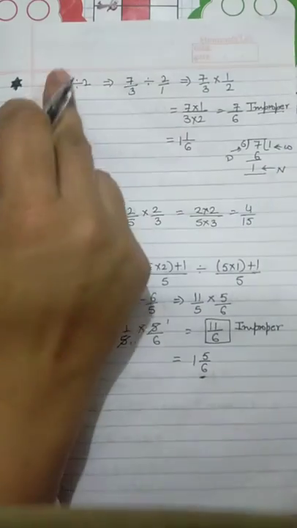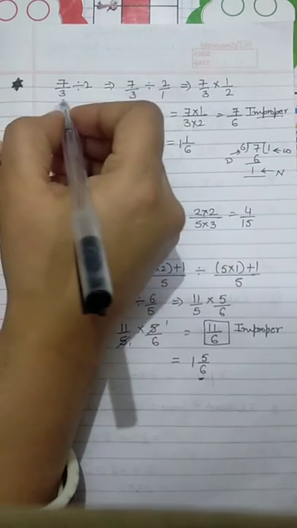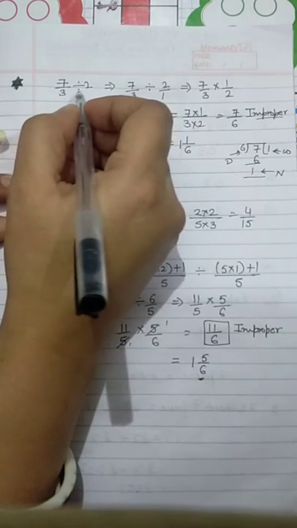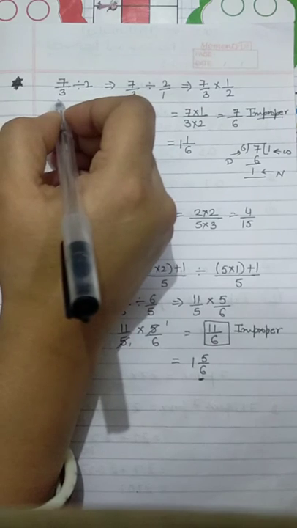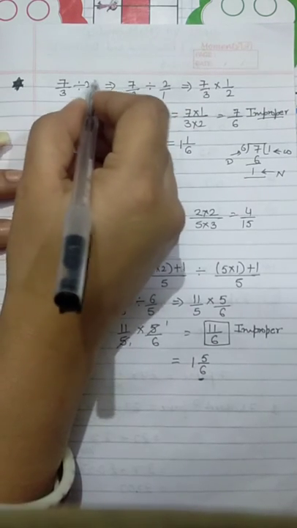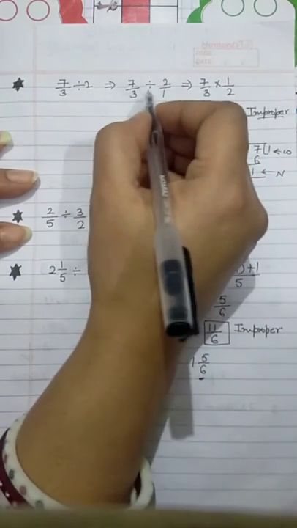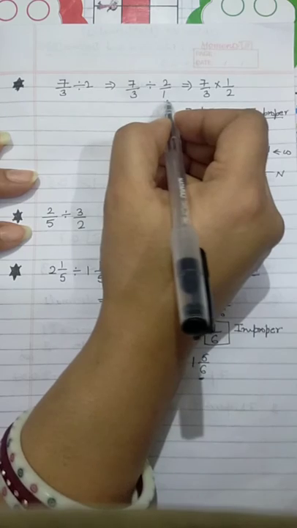Now see one more sum related to division of two fractions here. I am having 7 by 3 divide sign then 2, meaning 7 by 3 divided by 2. See how to do. Again see here, 2 is a whole number. I am going to convert it into a fraction. It means 7 by 3 divided by 2 becomes 2 by 1 here.